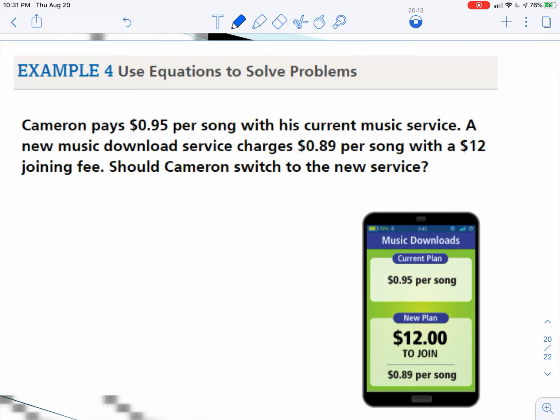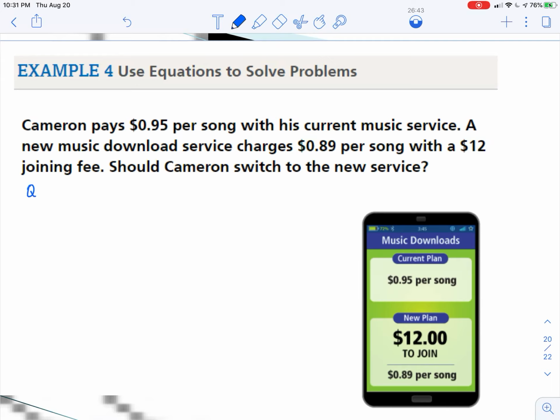If you want to try the try it problem on your own, please by all means feel free. I am not going to require it. Let's take a look at example 4. We're going to use equations to solve this problem. Cameron pays 95 cents per song with his current music service. A new music download service charges 89 cents per song, so that looks like a better deal, doesn't it? But they charge you a $12 joining fee. Should Cameron switch to the new service?